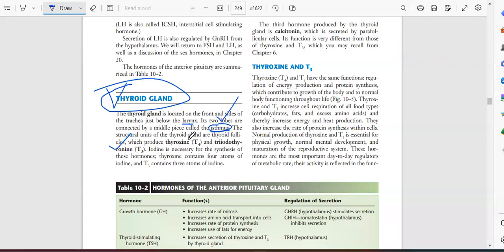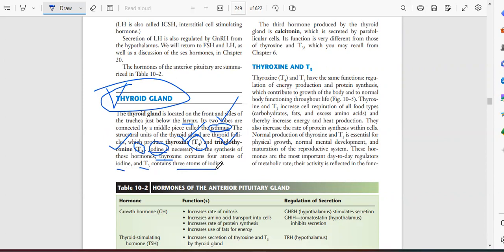So we have two things here given, that is thyroxine and triiodothyronine. Triiodothyronine and thyroxine. T4 is thyroxine, T3 is triiodothyronine. Iodine. Okay, iodine means salt, iodine salt, which is necessary for the synthesis of these hormones. Thyroxine contains 4 atoms of iodine. T3 contains 3 atoms of iodine.